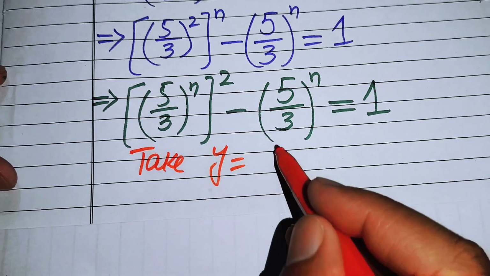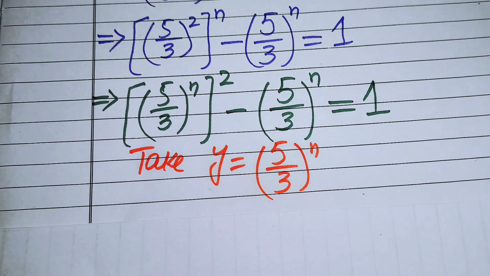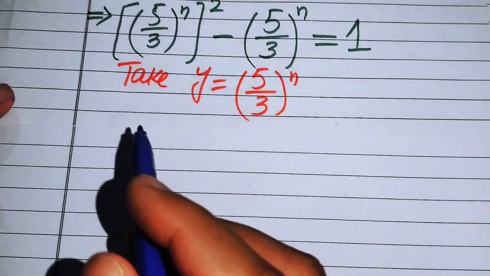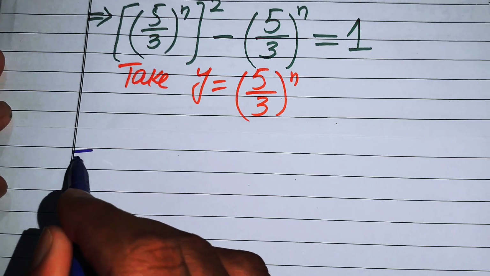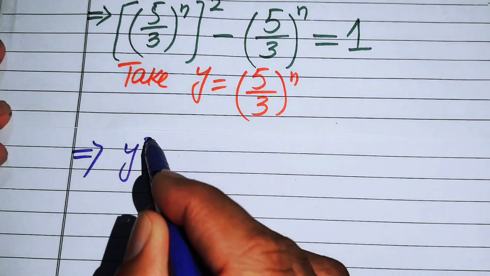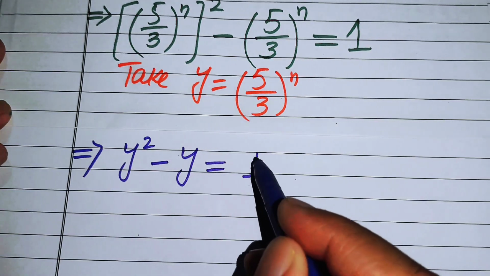Now we convert this exponential equation into the quadratic form, so we just take y equals 5 over 3 and its whole power n. When you put y equals 5 over 3 and its whole power n, this equation becomes quadratic, so that when we take this as y, you get y squared minus y equals 1.